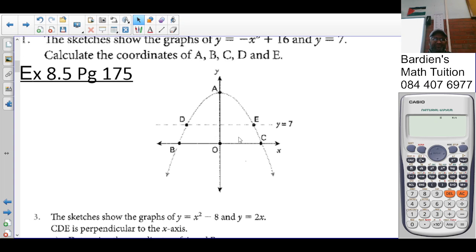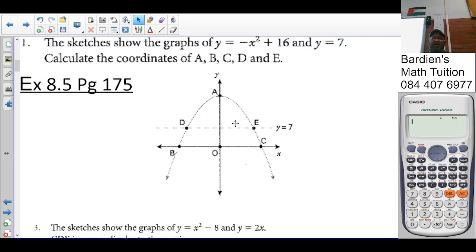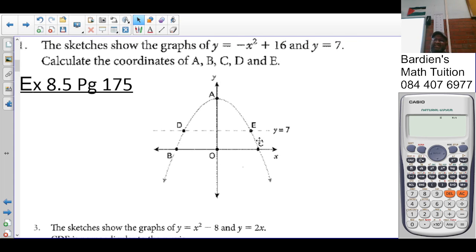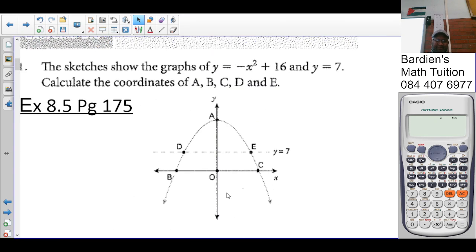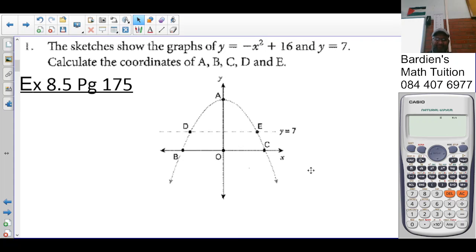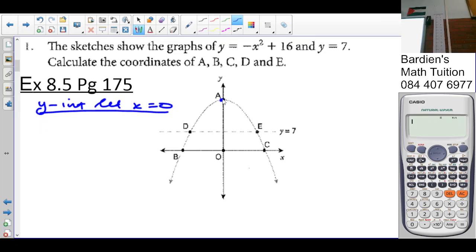But anyway, so we're told that the graphs of y equals negative x squared plus 16 and y is equal to 7. Calculate the coordinates of A, B, C, D and E. Right, let me put number 3 further down here. So we're going to need all the space we can get. Okay. So, in pursuit of calculating A, what is A? A is your y-intercept. What do you do for y-intercept? Let x equal to 0. So you say y is equal to negative 0 squared plus 16. You will answer 16. So the coordinates of A is 0 and 16.